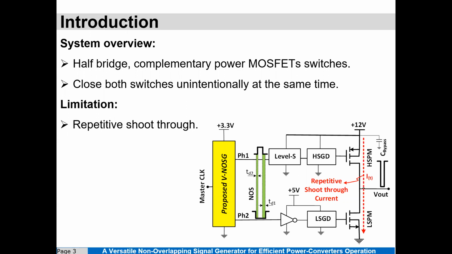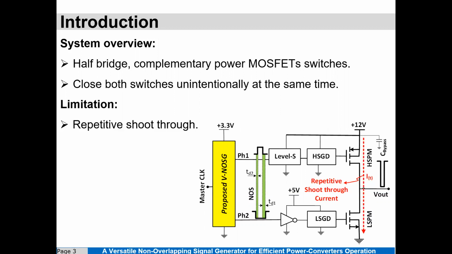A non-overlapping signal generator is an essential building block for a wide variety of systems, including power converters and switched capacitor circuits. An H-bridge converter is composed of two half-bridges, each composed of a set of two superimposed complementary power MOSFET switches. This important design is prone to shoot-through, which happens when both switches are unintentionally closed at the same time. Shoot-through increases power consumption and can potentially damage the switches.